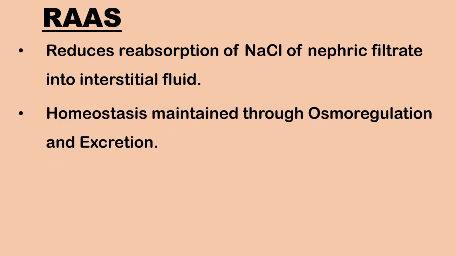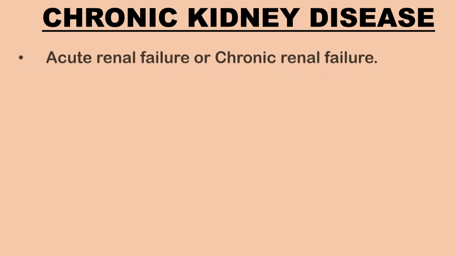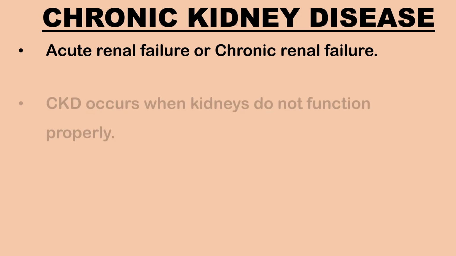Homeostasis or regulation of the internal environment is maintained through osmoregulation and excretion. By feedback mechanism, ADH, RAAS and ANF regulate the functioning of kidney tubules. Next, we shall learn about the chronic kidney disease. Renal failure may be acute renal failure or chronic renal failure.